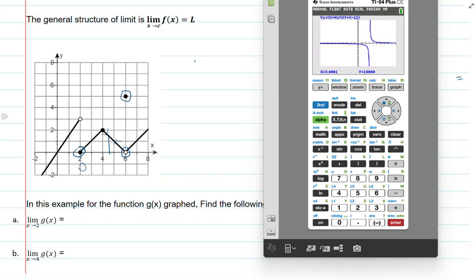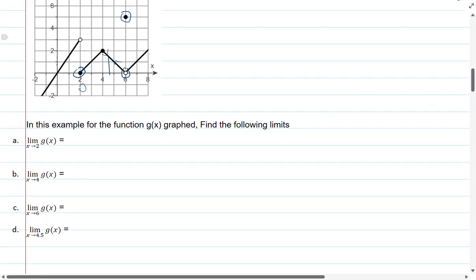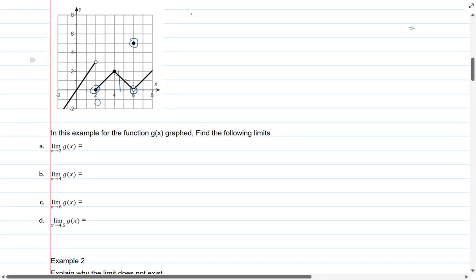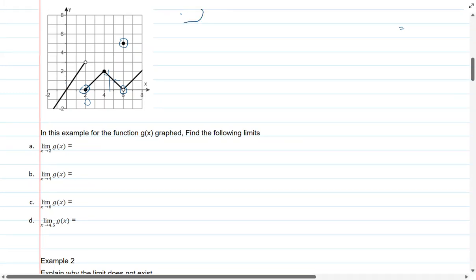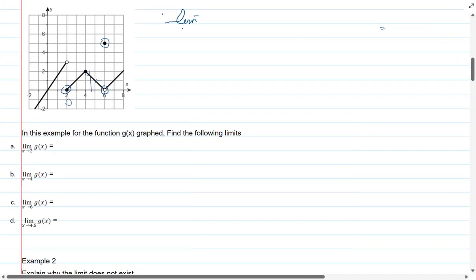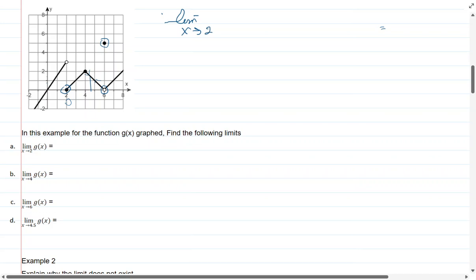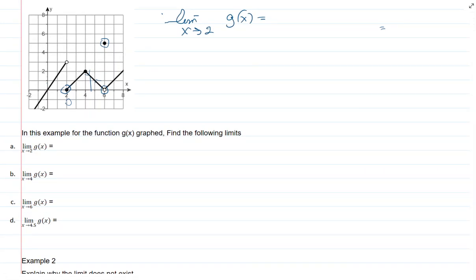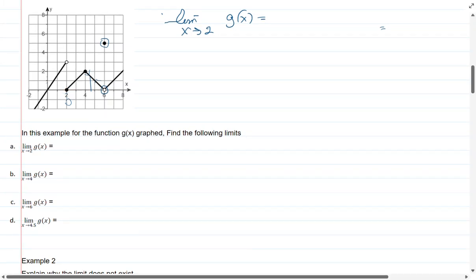All right, does everybody understand the graph? All right, we're just naming stuff. All right, here we go. This is an example of a graph, and it wants to find the limit as x approaches 2. Now remember, for a limit, we have to go from the left and from the right. So 2 is right here.